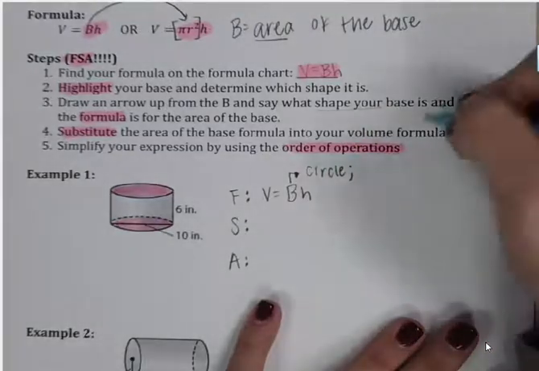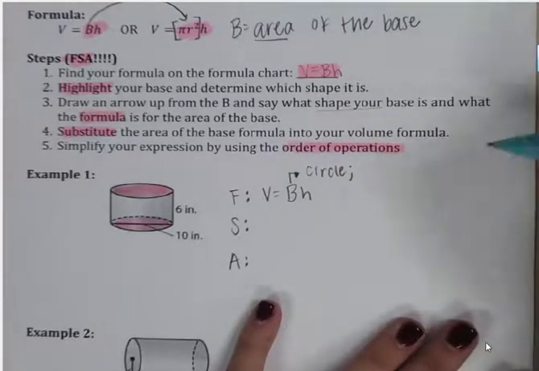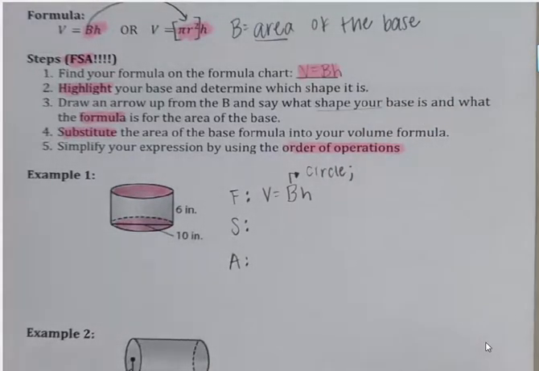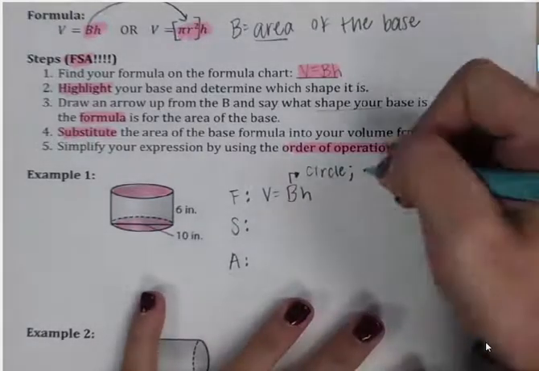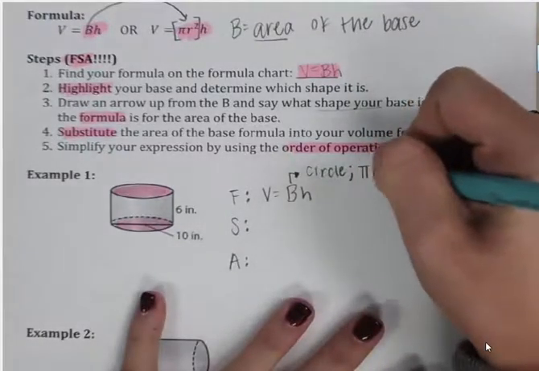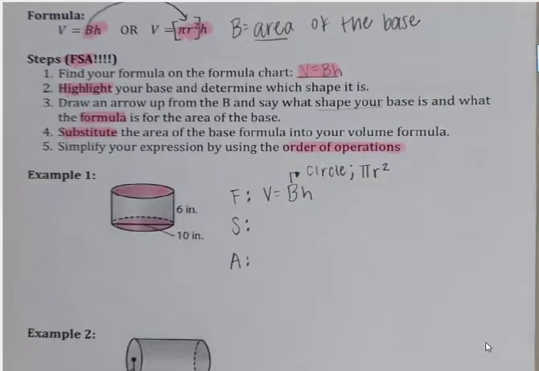And what is the formula for the area of the base? So on your formula chart, look. Do you see where it says area and it says circle? It's at the very bottom one. And it says pi r squared. That's what I want. So now it says substitute the area of the base formula into your volume formula.